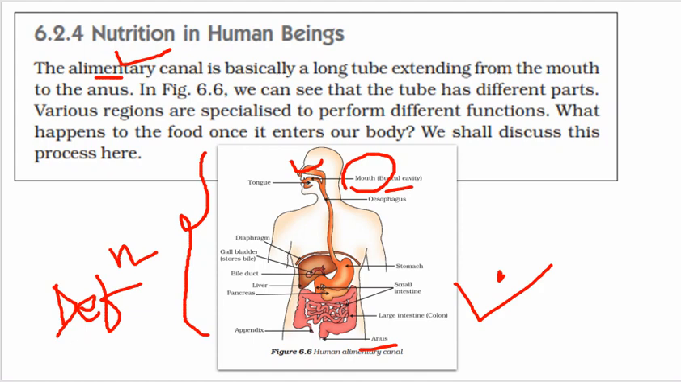Clear? And we can see that the tube has different parts, and we already discussed the different parts and also the various regions, that means these parts are specialized and perform different functions. So different parts have different functions, like the mouth, then the stomach, small intestine, large intestine, anus. These all organs have different functions. And what happens to the food once it enters our body? This whole process we will discuss over here.